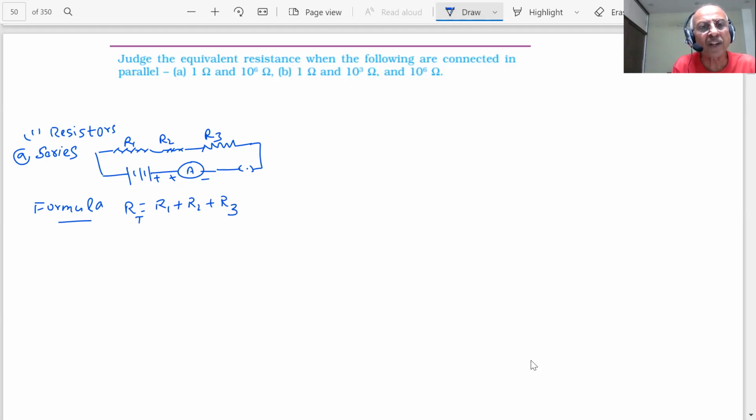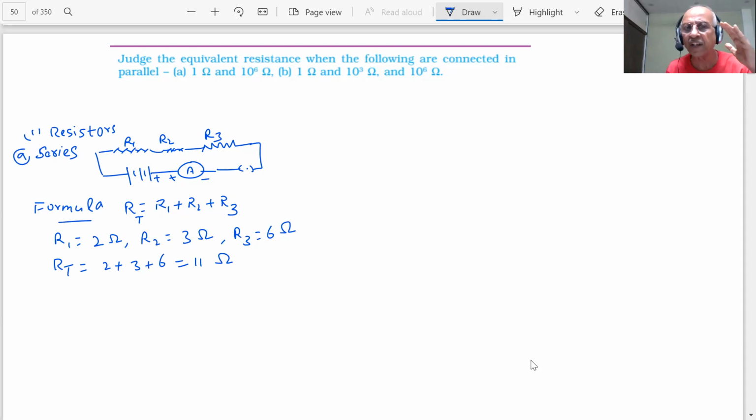Therefore, students, the interesting thing is that if R1 is 2 ohms, R2 is 3 ohms, and R3 is 6 ohms, then what happens if I connect them in series? The total resistance is how much? 2 plus 3 plus 6, 11 ohms. That resistance has increased, students. Individual resistances are less than this. This value is more than each of the individual resistances. Am I right?